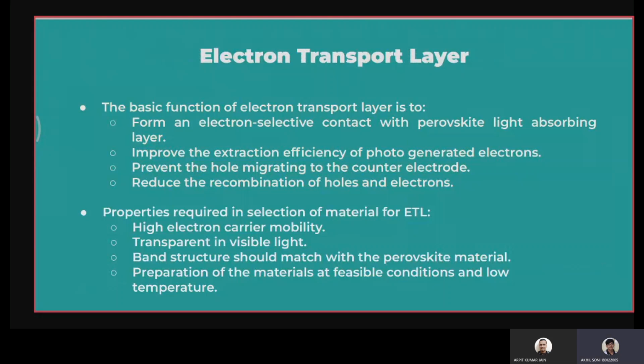First, at the top, the sunlight hits the perovskite, and from the right side, sunlight hits the electron transport layer.